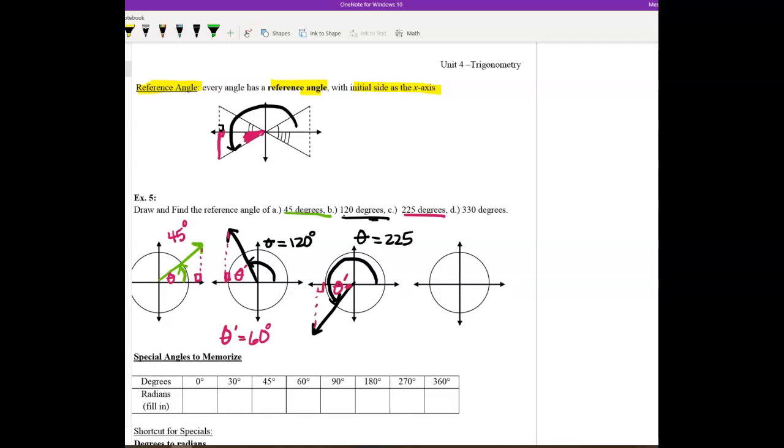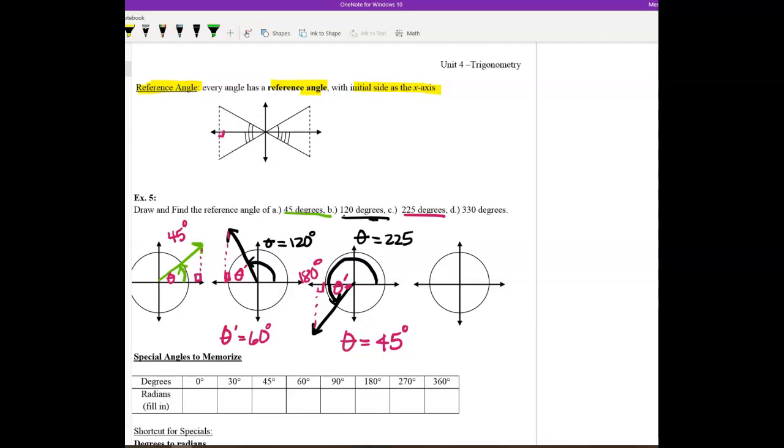And so notice that we passed 180 degrees. So how far past did we go from 180 degrees? Well, 225 subtract 180 is 45 degrees past. So 45 degrees is the reference angle. The reference angle is always going to be between 0 and 90 degrees, and it's always, always, always positive, just so you know. All right, let's look at the last one.